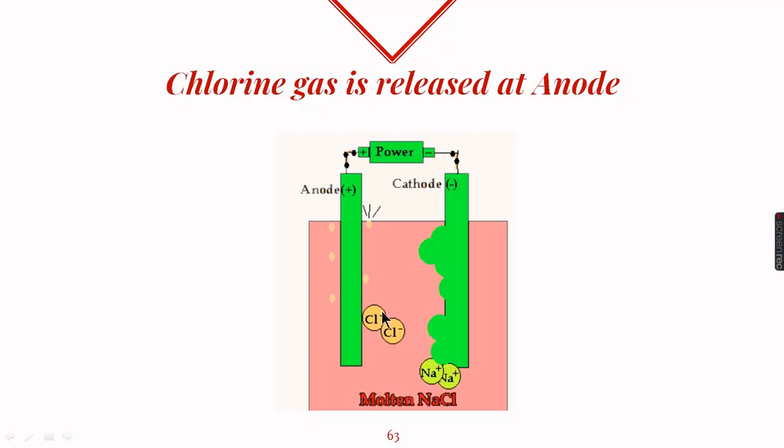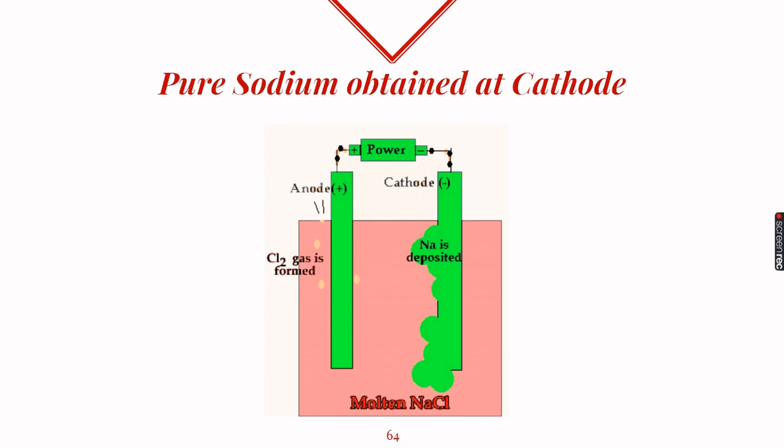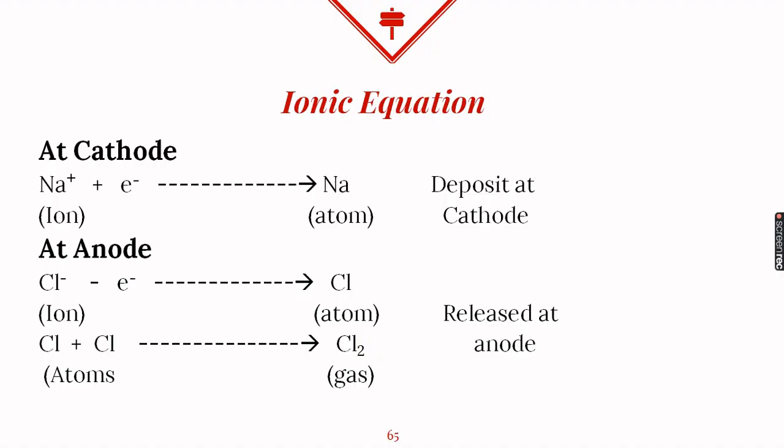While chloride ions move towards the anode, which is deficient in electrons, chloride ions give their electron to the anode, form neutral chlorine atoms, and two neutral chlorine atoms combine to produce chlorine gas, which is liberated at the anode. This process continues till all the sodium is deposited at the cathode and all the chlorine gas has been liberated at the anode. Now the sodium which is produced by this process is the purest form of sodium and it does not need further refining.